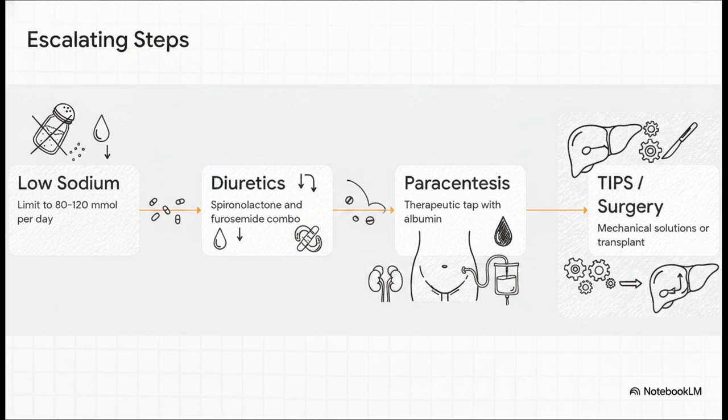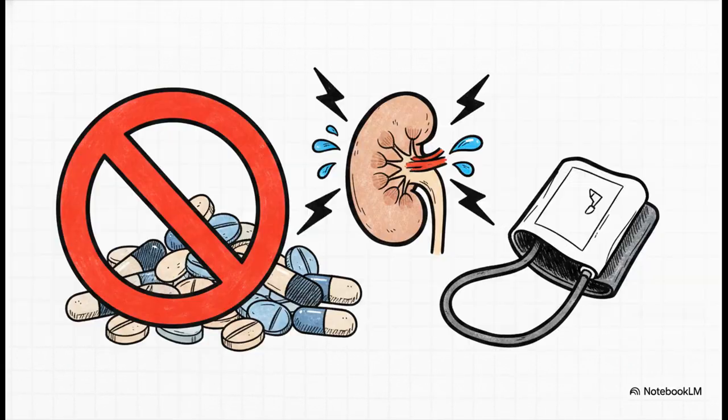Step 3, for large volume or refractory ascites, means moving to therapeutic paracentesis with albumin replacement. And finally, Step 4 turns to mechanical solutions, like a TIPS procedure to manually reduce that portal pressure gradient, or ultimately evaluating for a liver transplantation for genuinely refractory disease. But you know what's just as important as what you do? Knowing what you absolutely must not do.